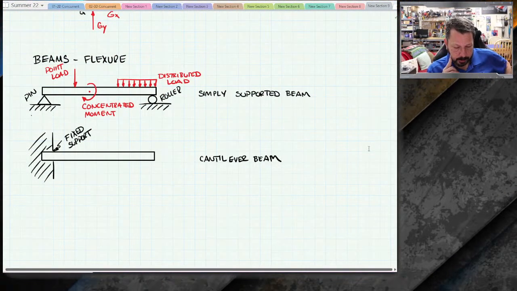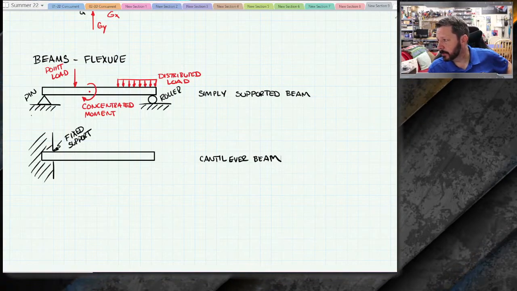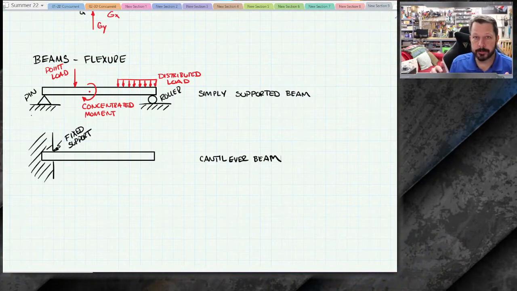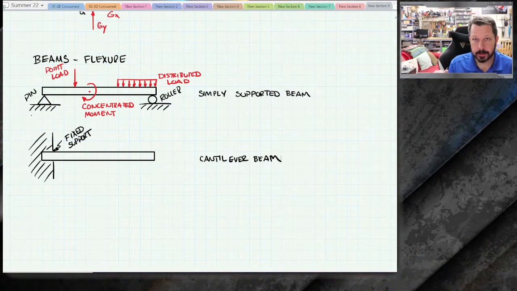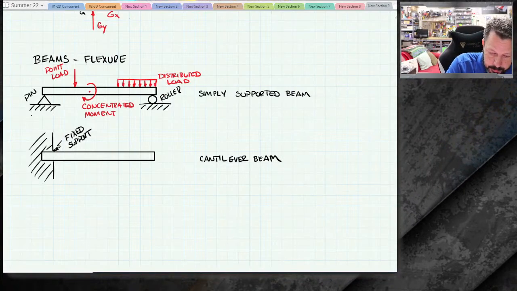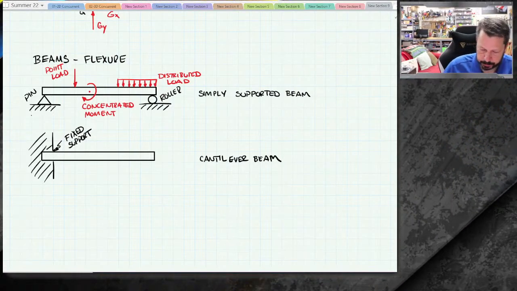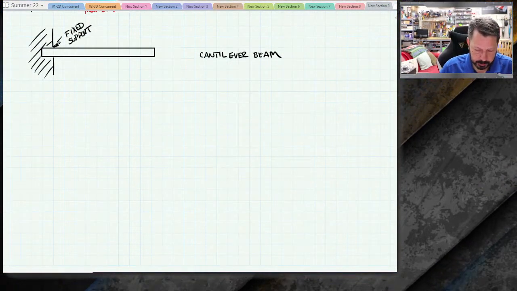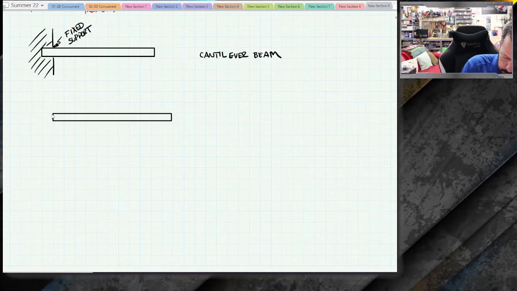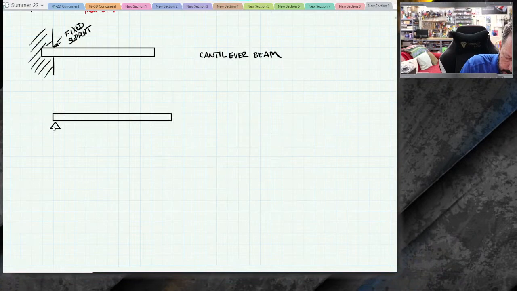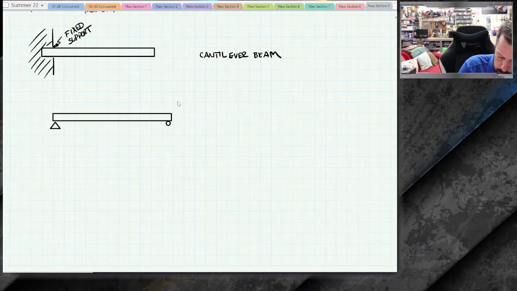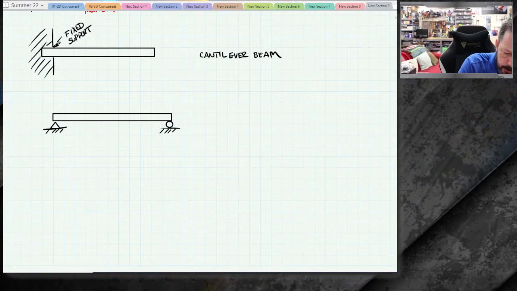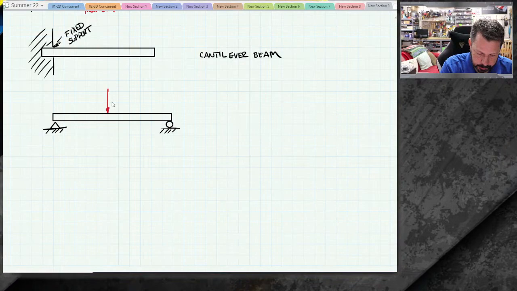All right. Let's talk about what we normally are thinking of when we're talking about beams, is that these beams are flexing. So they're deflecting or bending. So let's set up a simply supported beam. So here's our beam. It's got a little pin and our roller. And let's just put 1 point load right in the middle of this thing.